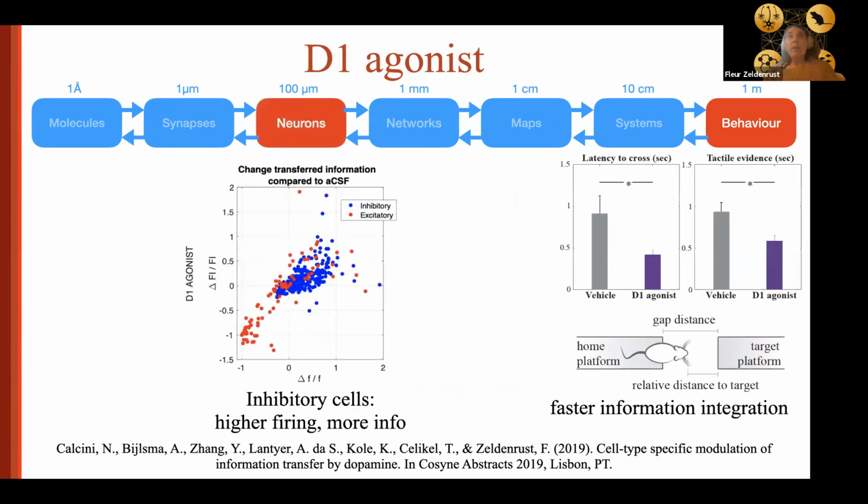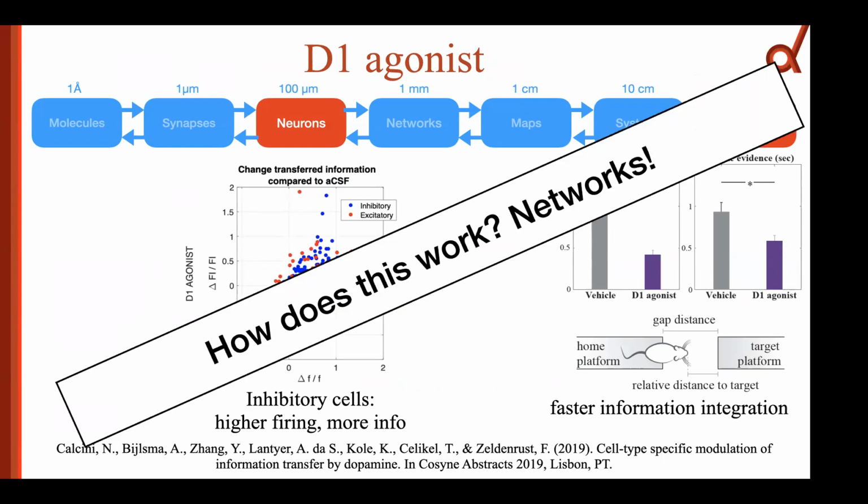So we see now that with this method, we can approach a problem from two sides. On the behavioral level, we see that animals jump faster, so they integrate information faster for one reason or the other. Whereas dopamine on the single cell level influences mostly inhibitory neurons and makes them fire faster and transfer more information. So how does this work? How does changing these single cell properties result in somehow more daring animals?